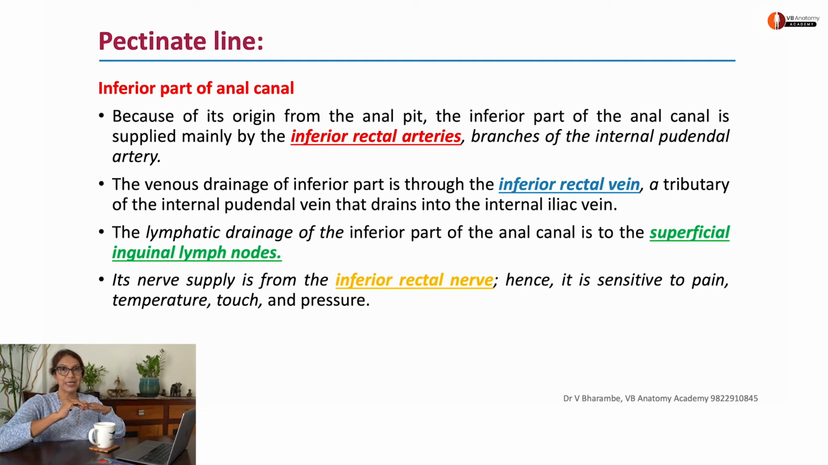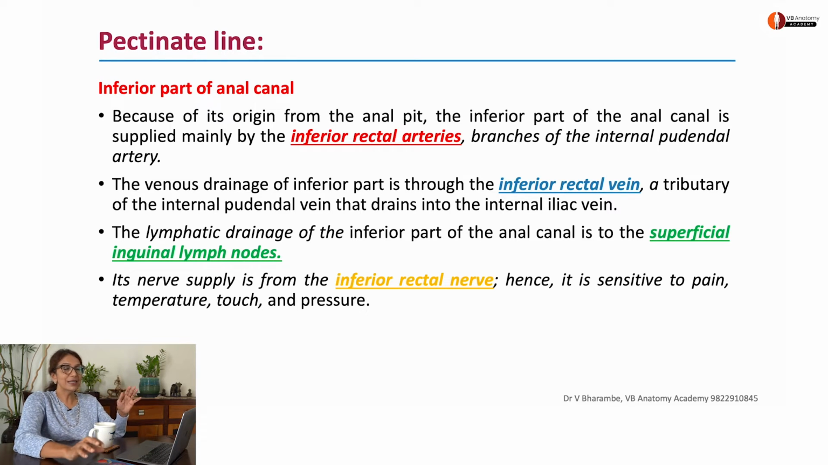The part below the pectinate line is supplied by the inferior rectal arteries, which are branches of the internal pudendal artery, and drained by the inferior rectal vein into the inferior vena cava. Finally, lymphatic drainage is into the superficial inguinal lymph nodes, and the nerve supply is by the inferior rectal nerve. This area therefore has somatic, not autonomic, nerve supply and is very sensitive to pain.